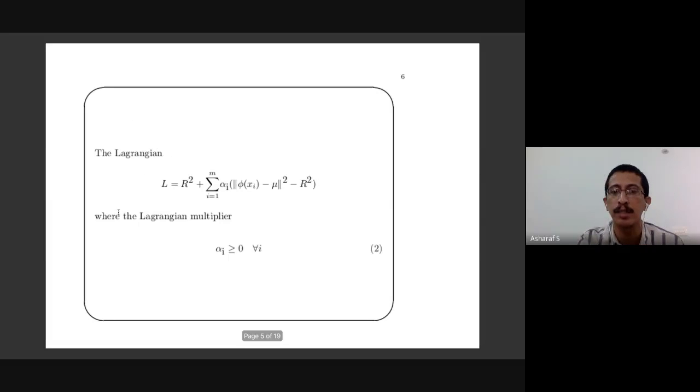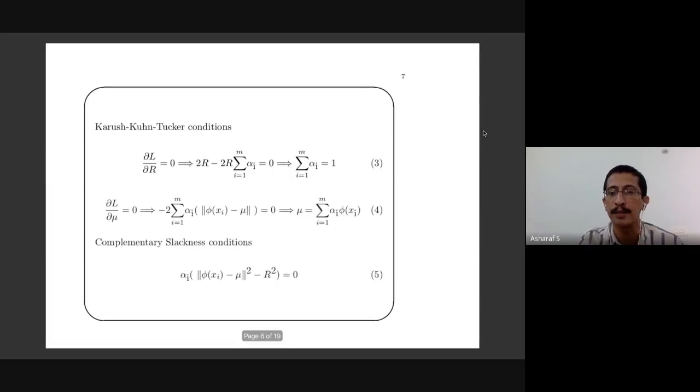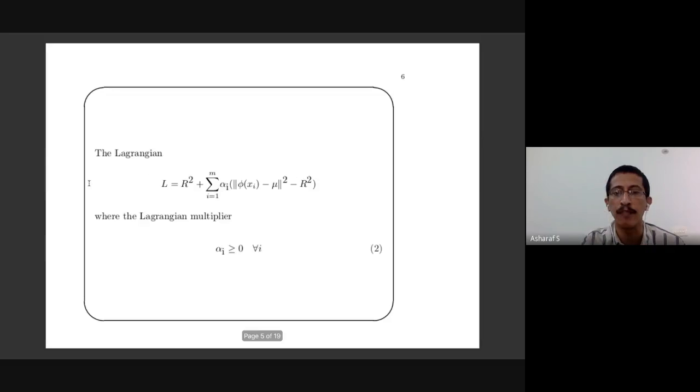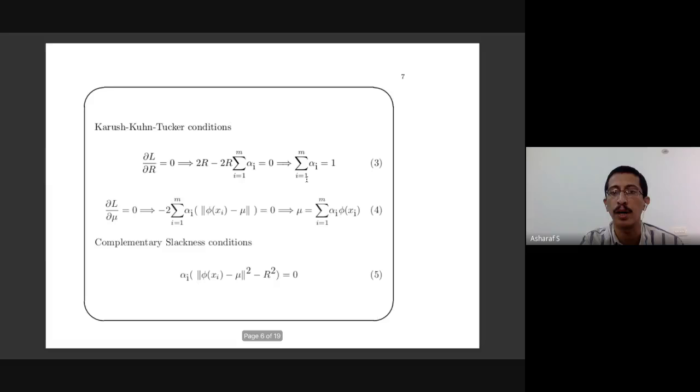Dou L by dou r is equal to 0 will give you 2r minus 2r into sigma alpha. This term will remain, 2r into sigma alpha, is equal to 0, which essentially gives you 2r is equal to 2r into sigma alpha. So sigma alpha is equal to 1 is what you get out of dou L by dou r, the first order condition with respect to the primal variable r.